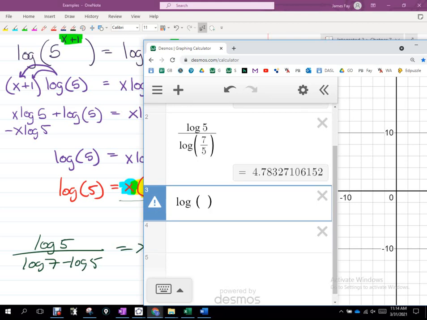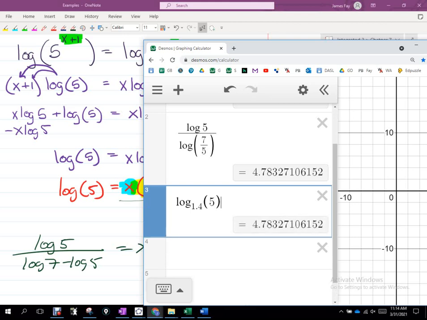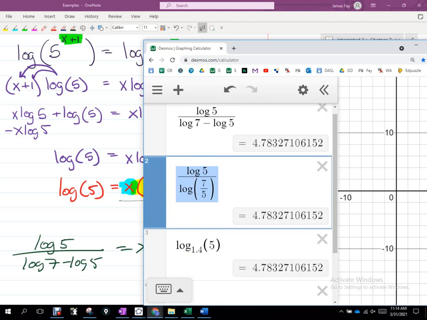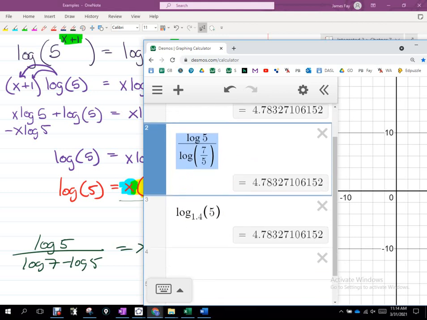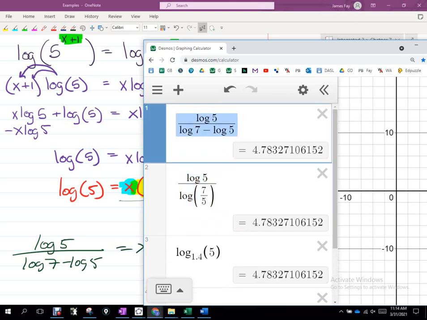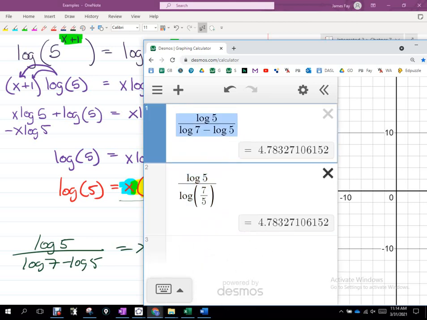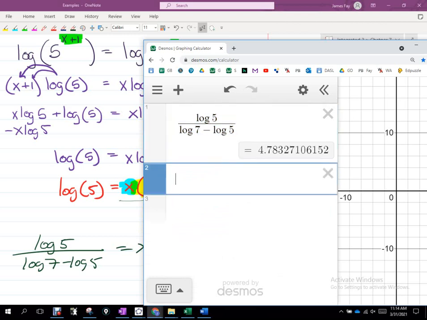7/5 as a decimal is what, 1.4? So let's change it to 1.4, and then I can put 5 there. Is that the same thing right there as what this is saying? Okay, so there's a couple different ways we can write this, but if you write it as this, that's perfectly fine.